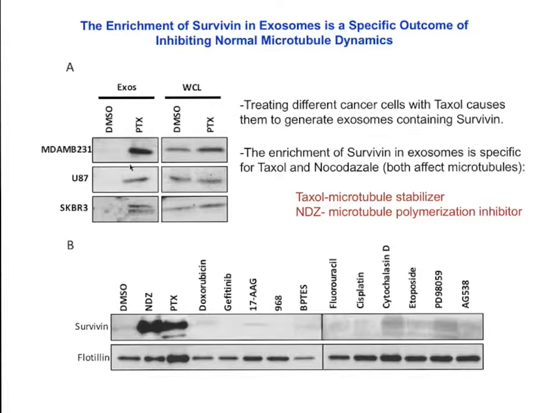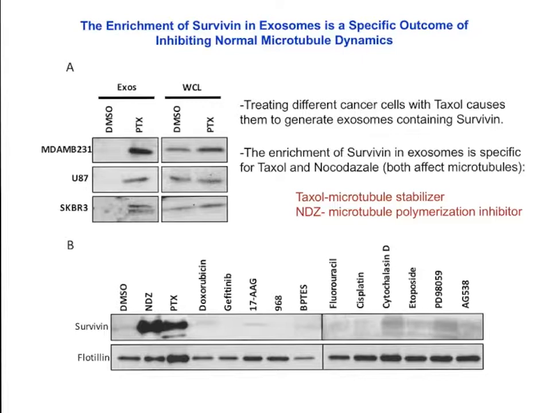The second question that we had, which I was really surprised by these results, is that we were interested in knowing whether Taxol treatment really served as a general stress to the cancer cells, and so as a result they made exosomes containing survivin, or whether this could be a specific outcome of Taxol affecting the microtubules or stabilizing them in the cell.